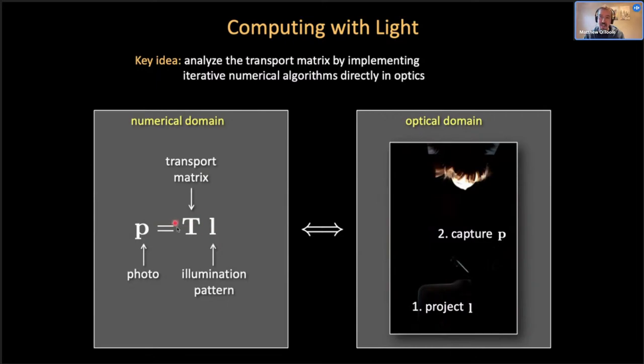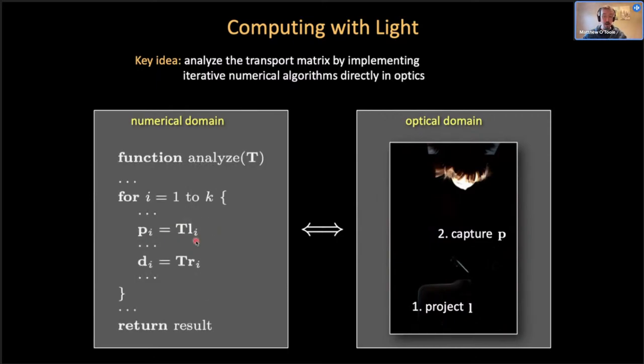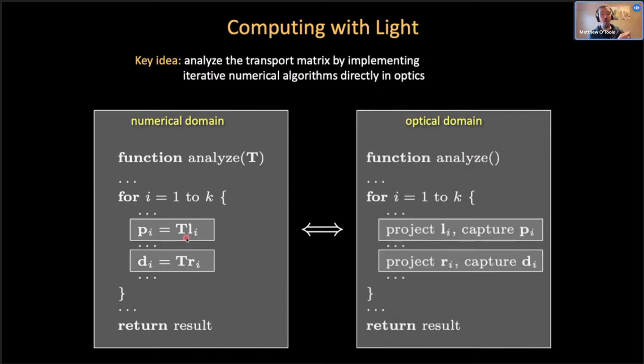So if we're interested in analyzing this matrix T, we can build algorithms around this matrix-vector product. For example, in light transport analysis, if an algorithm used to analyze T only depends on matrix-vector products, then I can implement this algorithm optically without having to know the matrix T in the first place. I don't need to know T in general, provided that I only access T through these matrix-vector products, because I can just replace these operations with project and capture operations.